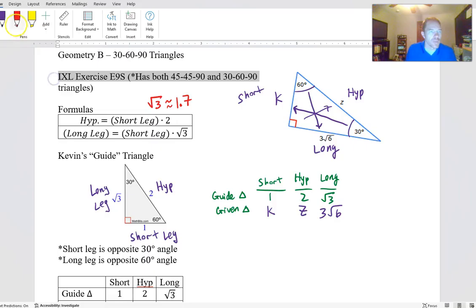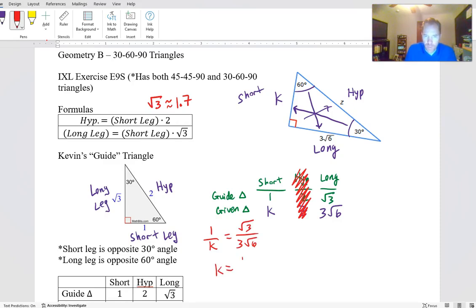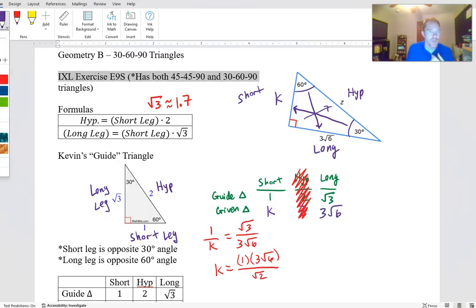And then let's see here if we do. I'll start with K. So we've got the proportion. If I ignore that column, I can say 1 over K equals the square root of 3 over 3 square root of 6. And I'm going to cross multiply and divide here. So 1 times 3 square root of 6. And we're dividing by the square root of 2. All right, so just like we've seen a few times now, we can do this. 1 times 3, that's going to give us 3.